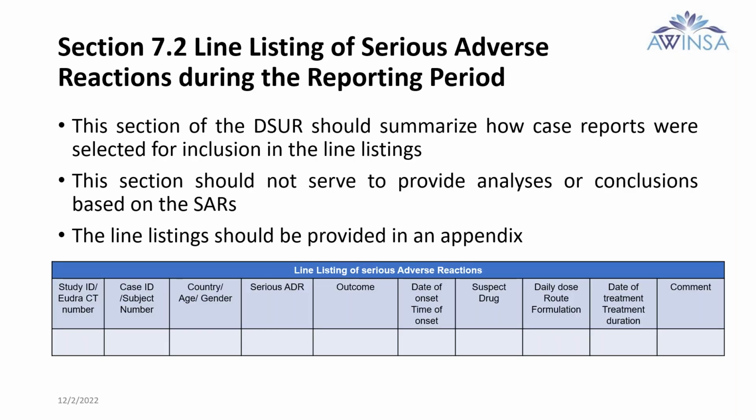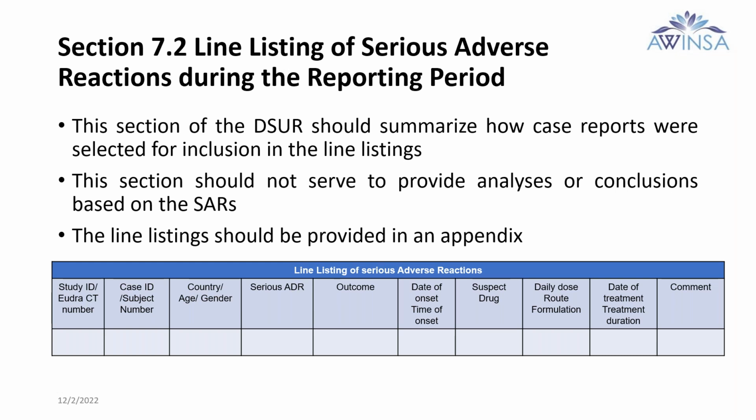Now, this is the format of the line listings of the serious adverse reaction. Again, this is something which is exactly taken from ICH E2F. And as you would know, this particular section is patient specific, and summary tabulation is always like a count of the particular adverse event or the serious adverse event that has occurred.